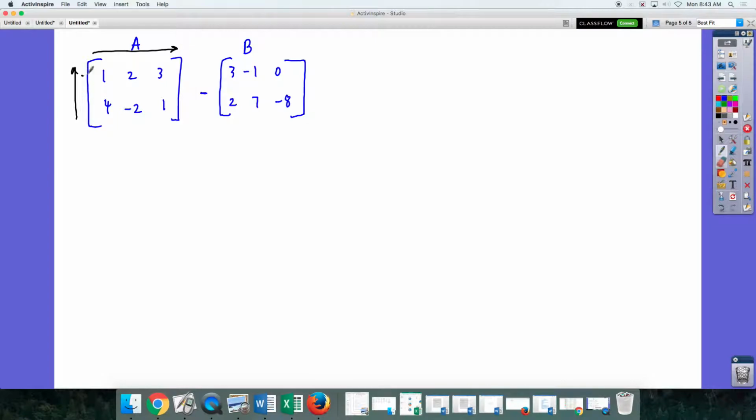So I've got 1, 2, 1, 2, 3, so that is a 2 by 3, right? Everybody agree with that? Count over here. And we get a 2 by 3, right? So can we subtract them? Yes, because they're the same. What are the dimensions of my new matrix going to be? A 2 by 3, right? Remember, when you add and subtract, everything's going to be the same.